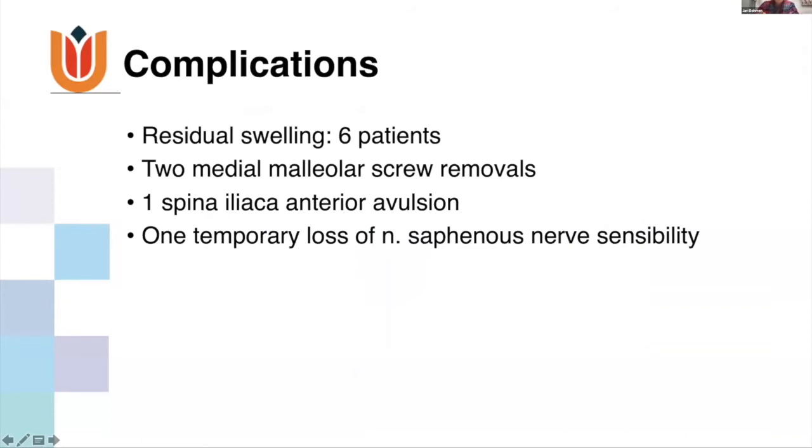So obviously it is very important to present the complications as well. We have 6 patients that have residual swelling in the ankle joint. 2 patients needed to have their medial malleolar screws removed. There was 1 spina iliaca anterior involution, and 1 patient had a temporary loss of the nervus saphenous. But this one resolved as well after time.